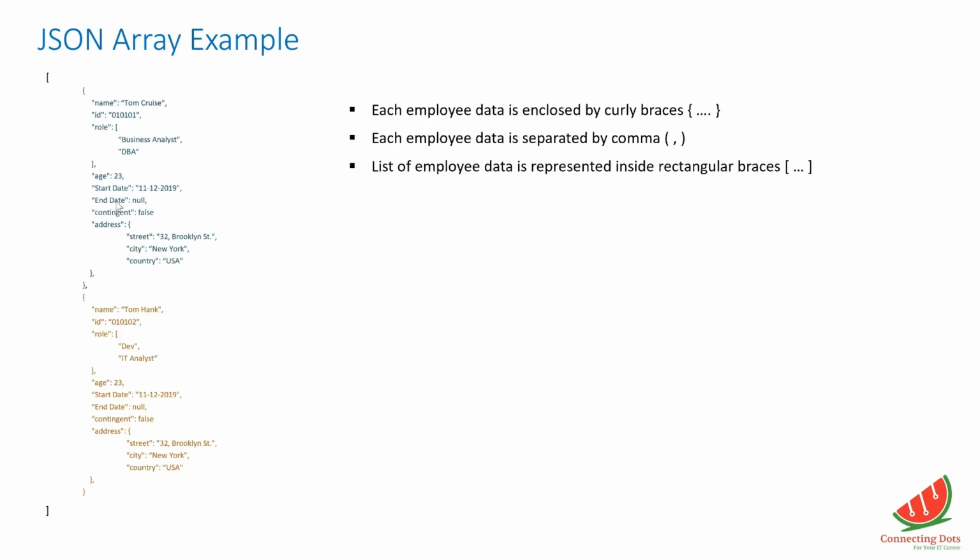Okay. So if you have more than one similar item, we write them inside rectangular braces. So this is one employee, separated with comma, and this is another employee. Each employee's data is enclosed in curly braces, and each employee's data is separated with comma, of course. Each key value pair is separated with comma, and this one employee's data is enclosed in curly braces, comma. Next object starts here. So all these objects are inside the rectangular braces.